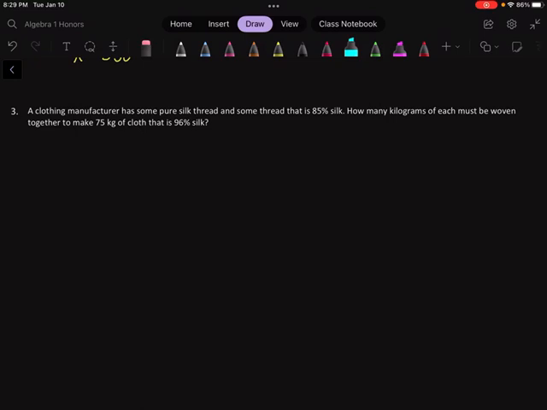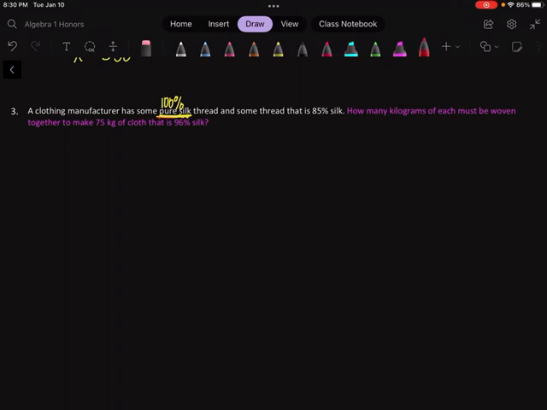A clothing manufacturer has pure silk thread and some thread that is 85% silk. Who remembers what pure silk is? Pure. Nothing cut from it, so it's 100% silk. Okay? So remember, when it says pure, it's 100%. How many kilograms of each must be woven together to make 75 kilograms of cloth that is 96% silk? Okay, so how many kilograms of each?